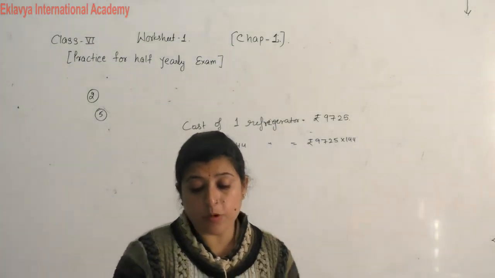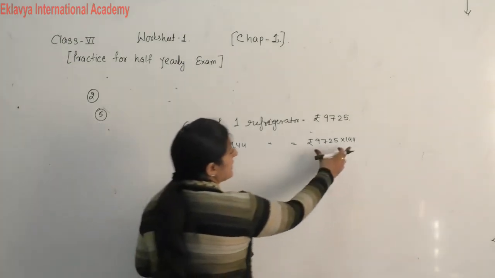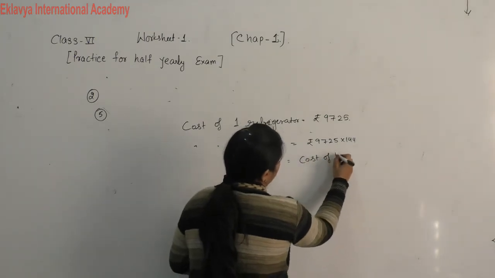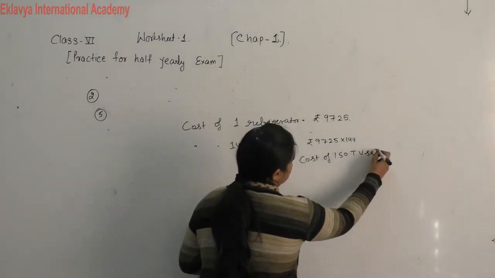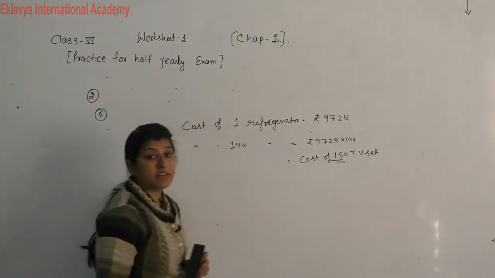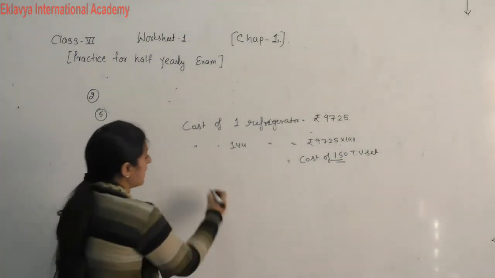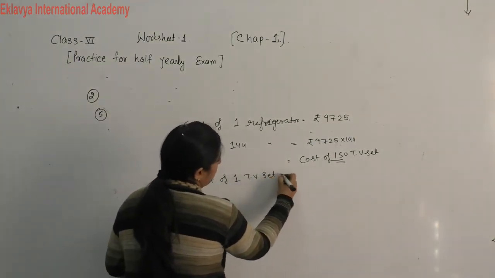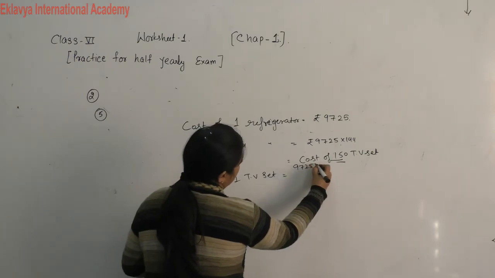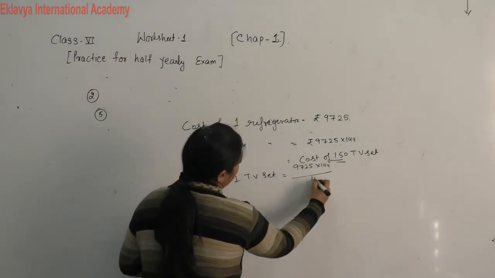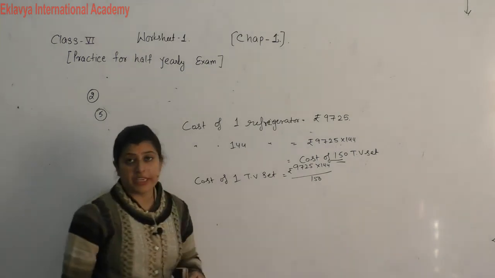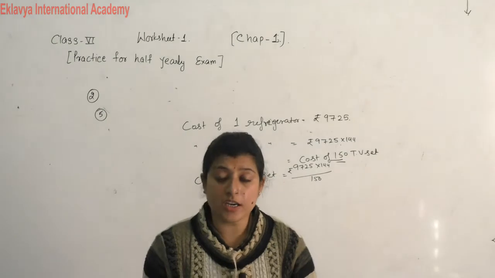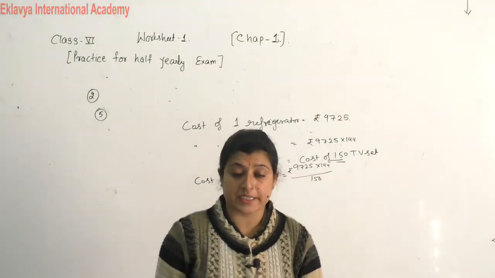From the money he bought 150 TV sets. This money is equal to the cost of 150 TV sets. With this money, how much did he purchase? He purchased 150 TV sets. Then what is the cost of one TV set? Then it becomes 9725 multiplied by 144 divided by 150. Solve it, then you will get your result and you will find your answer. Which option is correct?